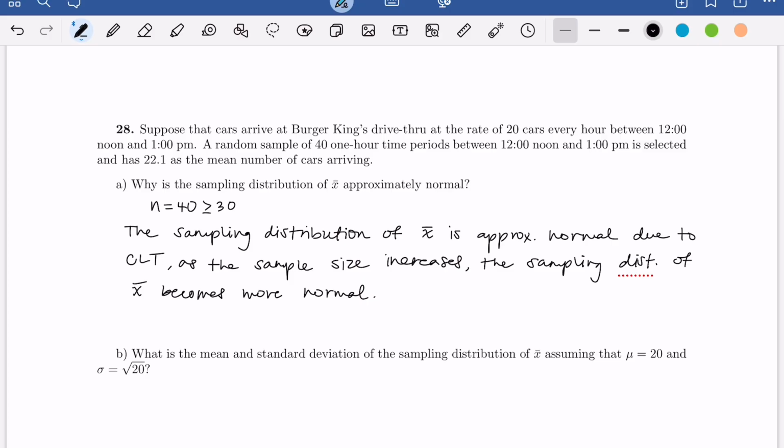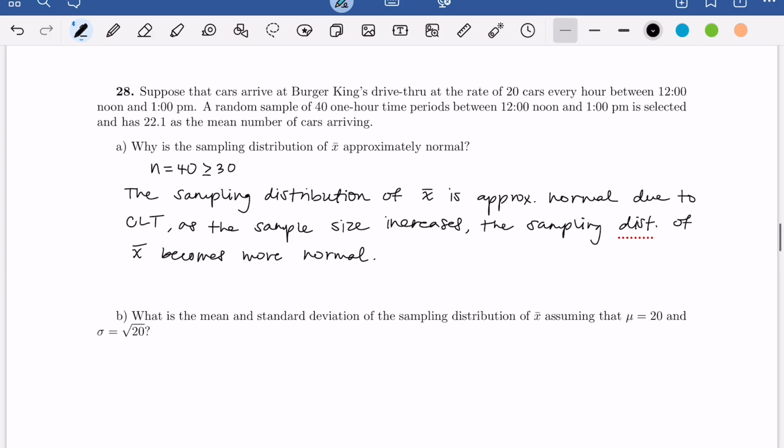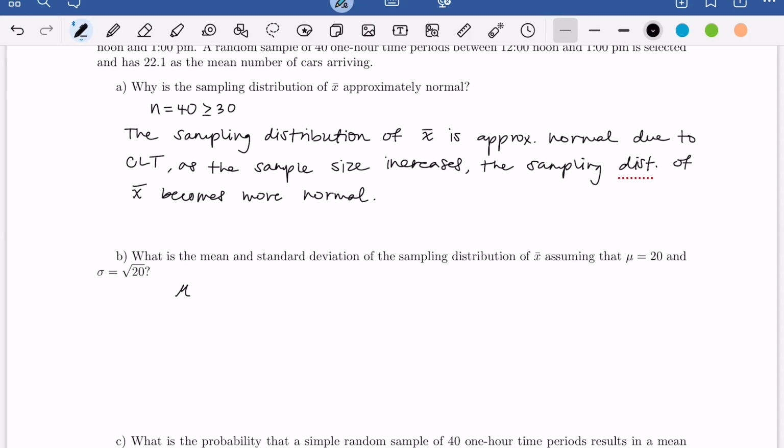Okay. For part B, this is also similar to the last problem we saw. What is the mean and standard deviation of the sampling distribution, assuming that our population mean is 20 and our population standard deviation is the square root of 20? So we know in this case that the mean, denoted by this guy here, is going to be equal to our population mean, which is 20. And then our sample standard deviation here is going to be given by the standard deviation of our population divided by the square root of the number of samples that we have. So this is going to be the square root of 20 divided by the square root of 40.